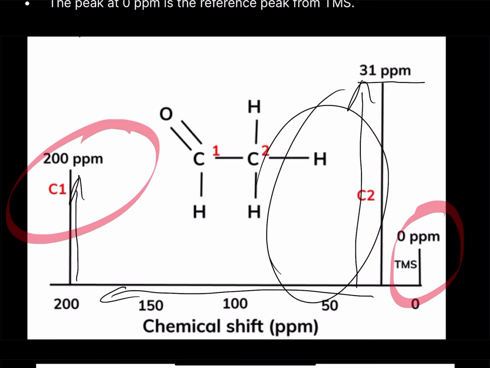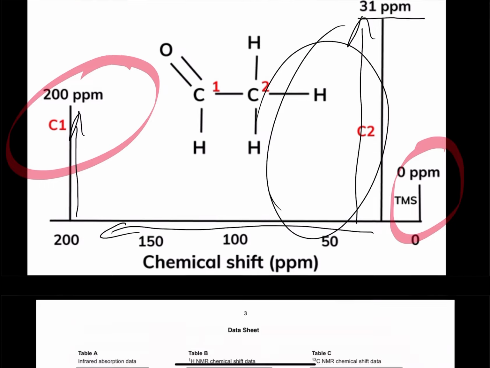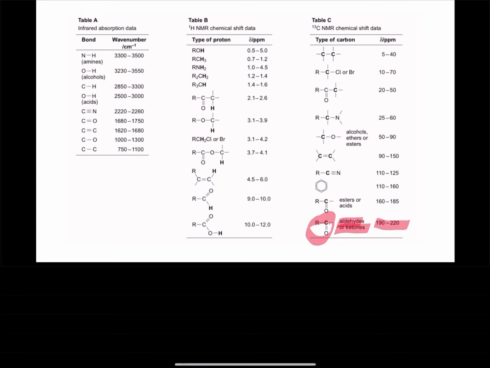So we know there's only two carbons in this compound because there's only two peaks. Therefore, it can't be a ketone if there's only two carbons. So we know definitely it's an aldehyde.